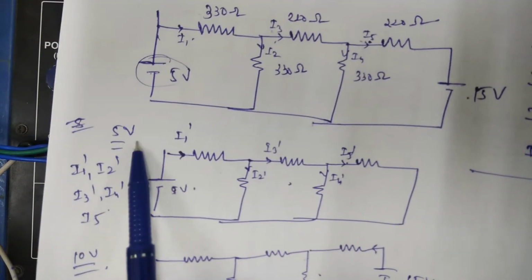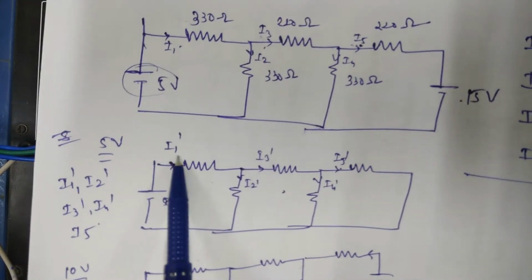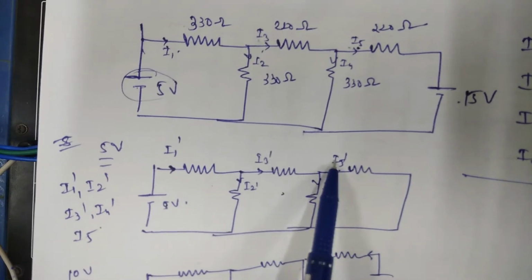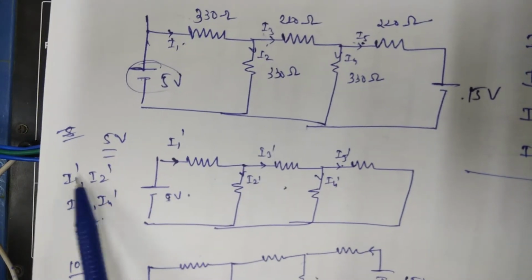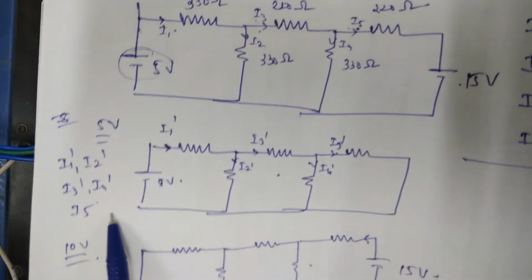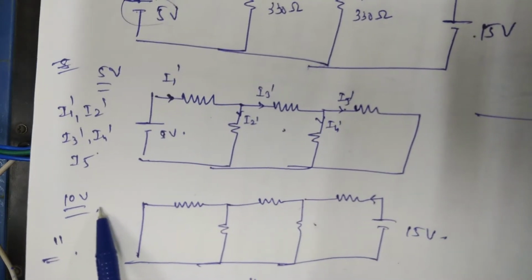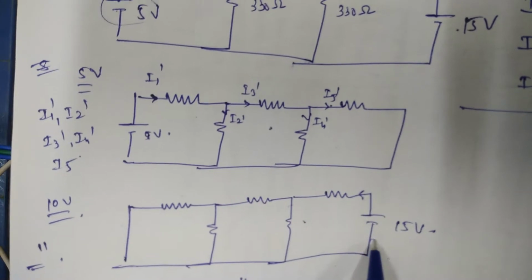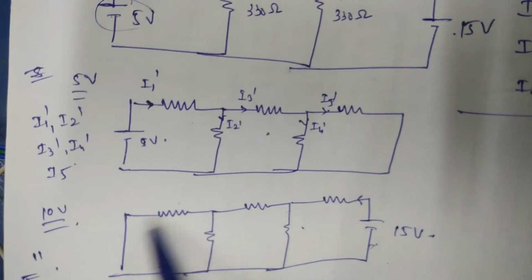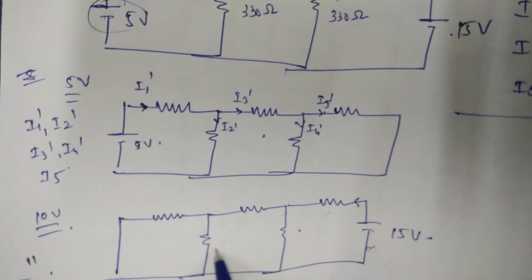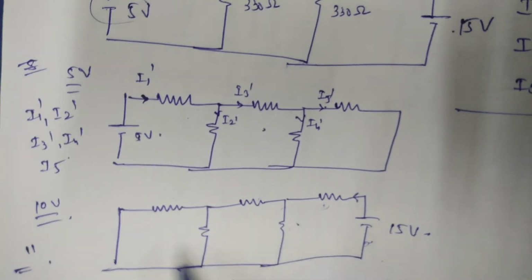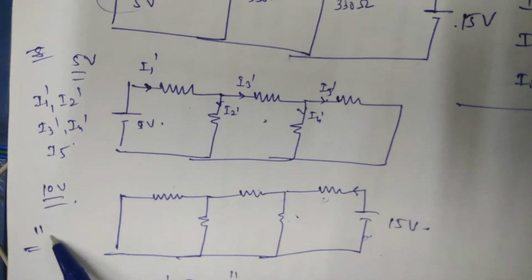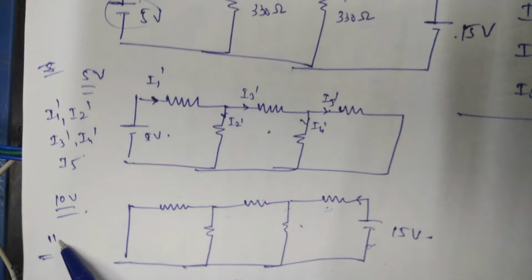In the first case we will apply 5 volt. I will find the values of I1, I2, I3, I4, I5 and I will name these as dash quantities. Then I will apply the 15 volt source. This 15 volt source I have applied and I will find all the currents, that is I1, I2, I3, I4 and I5, and this quantity I will name as double dash quantity.